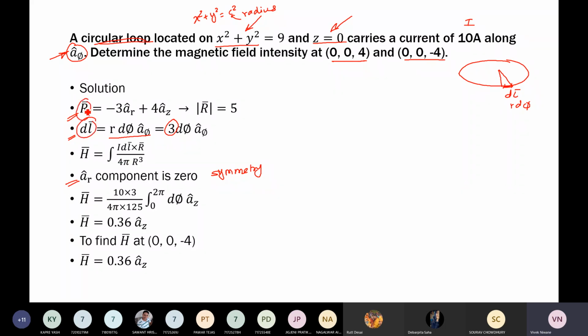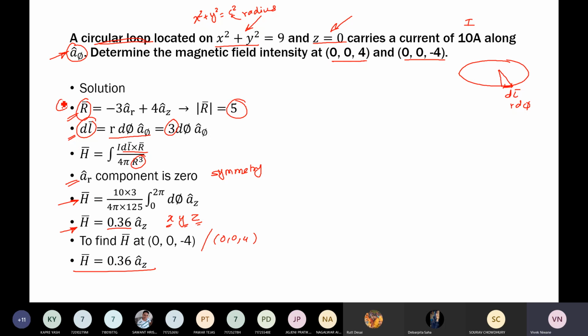So we have an expression for everything. We have dl bar, r bar, and the magnitude of r bar. We can take the cross product and put everything into it. Surprisingly, we end up with an expression independent of any x, y, z terms. There is no x term, no z term, no y term. So h bar is equal to 0.36 az cap. So to find h bar at 0 0 minus 4, or at 0 0 4, it will be the same: h bar is equal to 0.36 az cap.